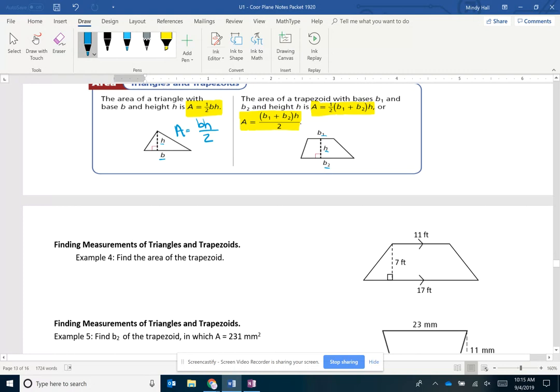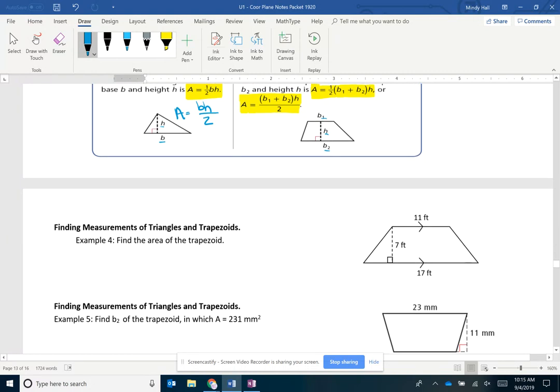So, if I wanted to find the area of this lovely trapezoid to the right, I'm going to use the formula area equals base 1 plus base 2 times height divided by 2. If you want, you can label your picture. This is base 1, base 2, and our height. Keep in mind it does not matter which base you say is base 1 and base 2 because it gives you the same answer regardless.